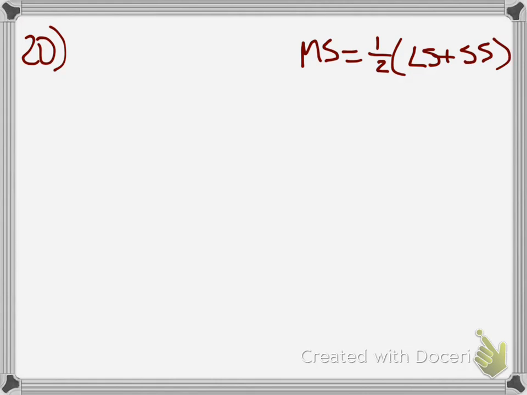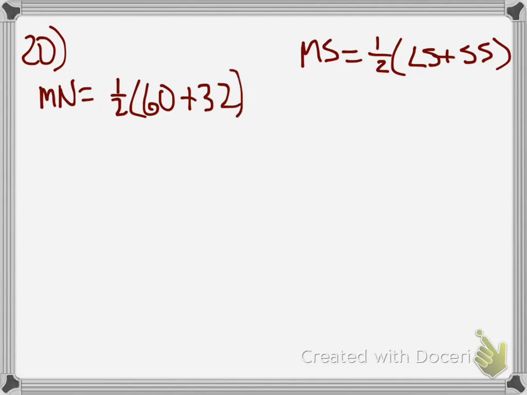Number 20 and 21, keep in mind we want to use the formula that the middle side is equal to 1/2 the long side plus the short side. If you look at number 20, they want you to find the middle segment, MN, and they give you that the long side is 60 and the short side is 32. So if I add those and then take half, I get 46, and I am done.